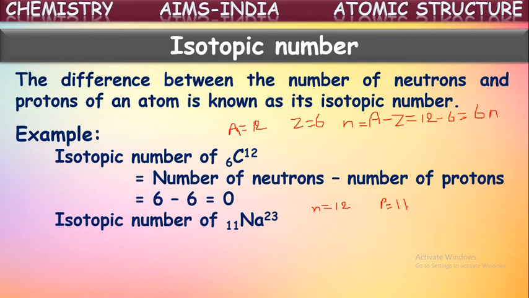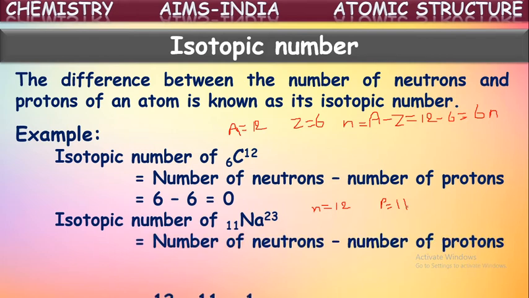Now, what is the isotopic number of sodium? It is the difference between the number of neutrons and protons. That is 12 minus 11, we get it as 1. So the isotopic number of sodium is 1, whereas the isotopic number of carbon is 0. Okay. So the isotopic number gives the difference between the number of neutrons and protons of an atom.